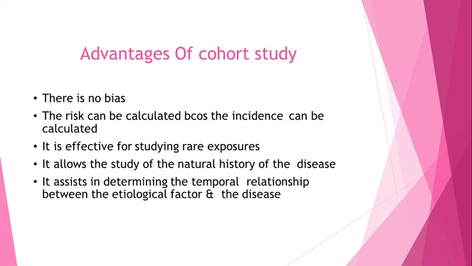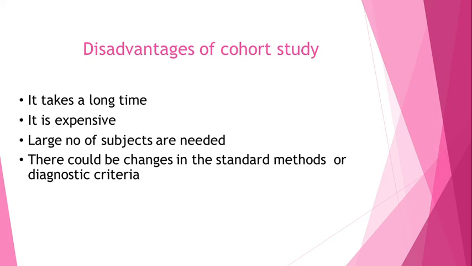There is no bias. The risk can be calculated because the incidences can be calculated. It is effective for studying even the rare exposures. It allows the study of the natural history of the disease. It assists in determining the relationship between the various etiological factors and the disease. That's the biggest advantage of the cohort study.